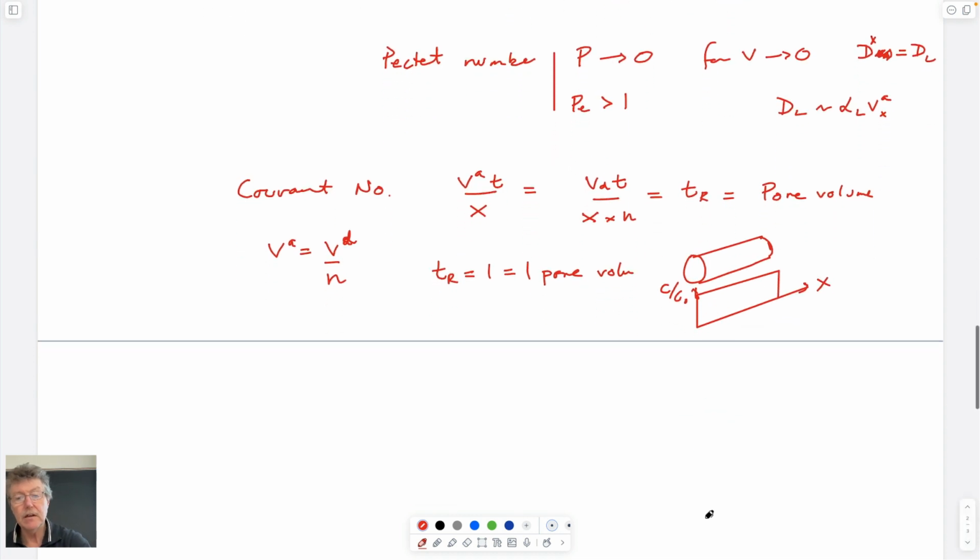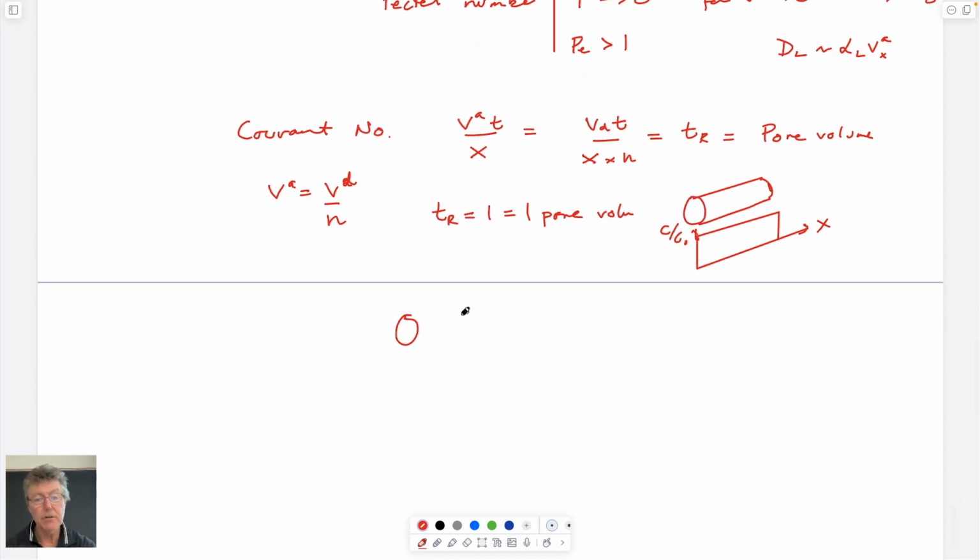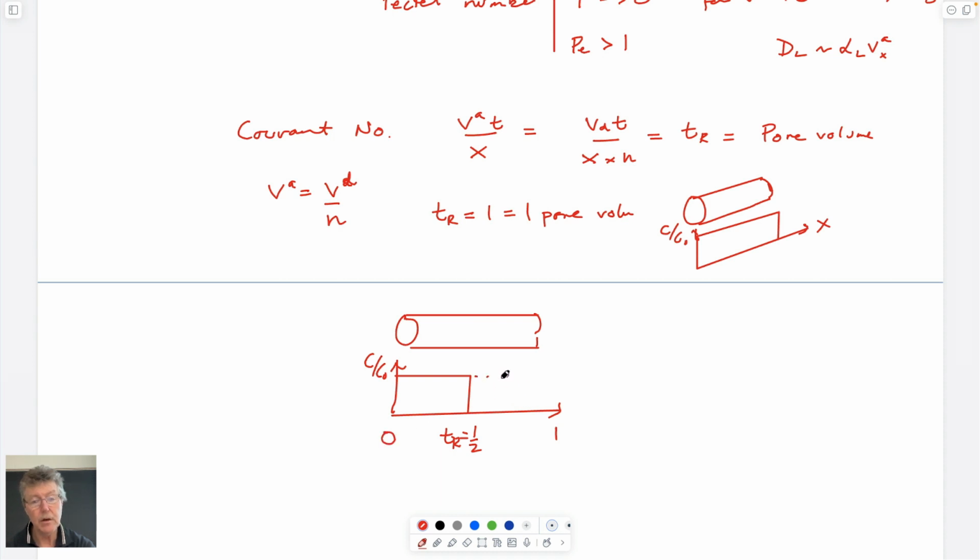In other words, if you had a core that looked like this, and you put in half a pore volume of fluid, where would you expect the front to be? You'd expect it to go exactly half the length, right? This is TR equals 1/2. This is TR equals 1. This is TR equals 0. When it's gone one pore volume, it will look like this. That's just a useful metric for us to use in solving these equations.